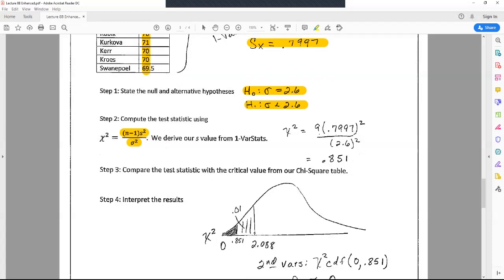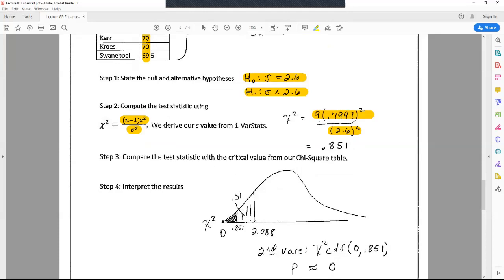So if you look over to the right, you can see where I entered 9, because we had, I believe, 10 supermodels. That would give us 9 degrees of freedom, the 0.7997 squared. That comes from the sample standard deviation, and then we divide by 2.6 squared. Notice that when you square the standard deviations, you should recall that that's actually the variance. So chi-square ends up being 0.851.